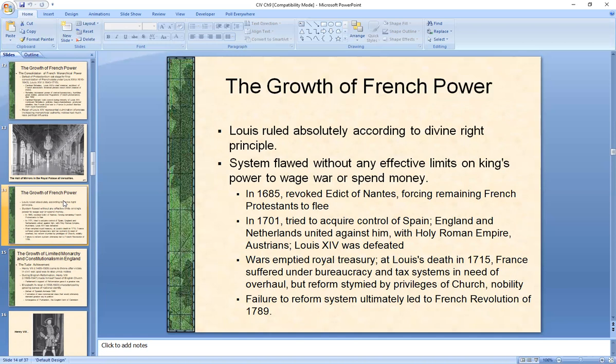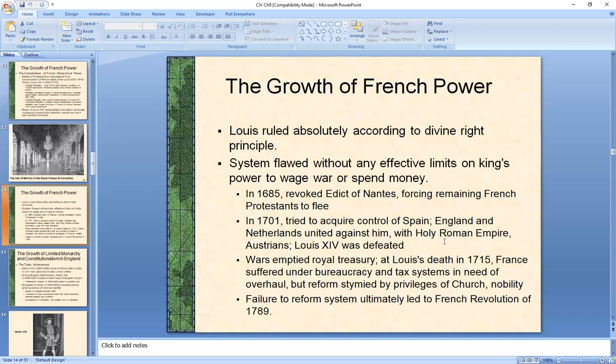In 1701, Louis tried to acquire control of Spain. England and the Netherlands united against him. Remember, they're still pretty tight over Philip's invasion of them, trying to gain control for Spain. So England and the Netherlands unite against him with the Holy Roman Empire and Austrians. So Louis is defeated because they ganged up against him.